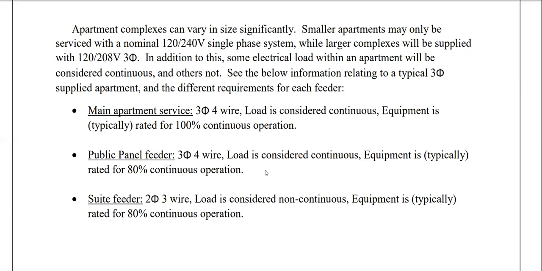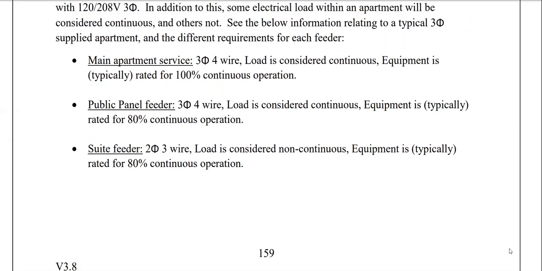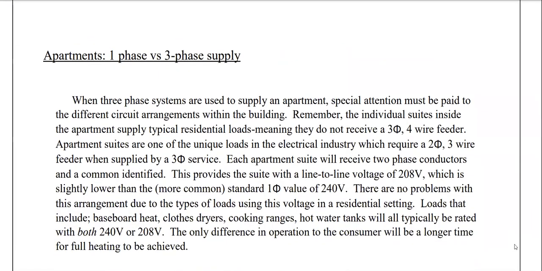And finally, suite feeders in a three-phase supplied apartment are given two phases, three wire. So two phases and a neutral. The load is considered non-continuous because it's a residential suite and the equipment is typically rated for 80% continuous operation, meaning we don't have to adjust the overall amperage to facilitate increasing the size of the wire for continuous operation. Now, it's also important to know that there may be some different multipliers.